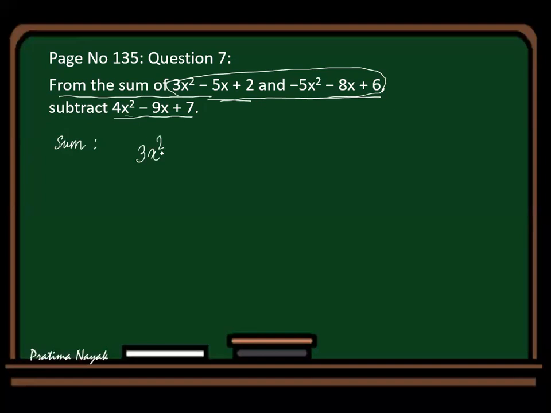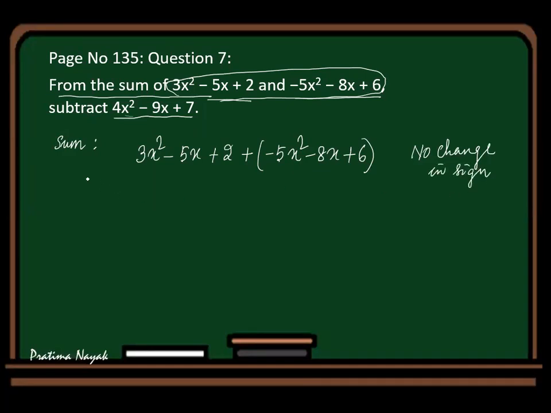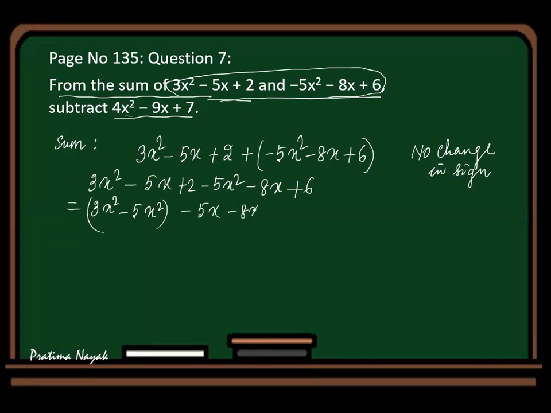3x² − 5x + 2. Sum is your −5x² − 8x + 6. So we are finding the sum, no change in sign. When you open the bracket, you only change the sign in subtraction. So it will be 3x² − 5x + 2 − 5x², because it has already a negative sign, − 8x + 6. Now group them. So it will be 3x² − 5x² − 5x − 8x + 2 + 6.